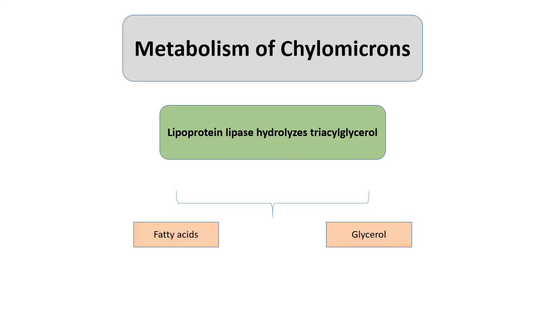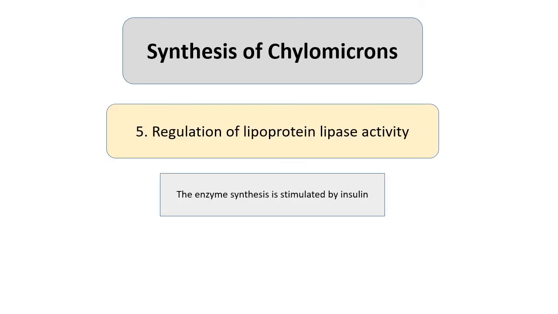Triacylglycerols hydrolyzed by lipoprotein lipase give fatty acids and glycerol. Fatty acids are stored by the adipose tissue or used for energy by the muscle, while glycerol is used by the liver, for example, in lipid synthesis, glycolysis, or gluconeogenesis. Lipoprotein lipase synthesis is stimulated by insulin.